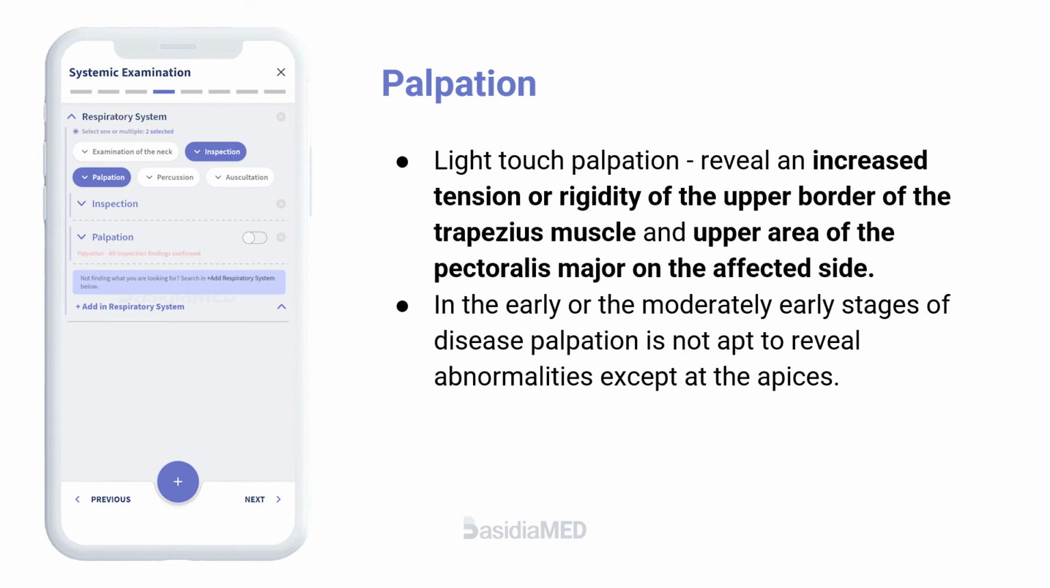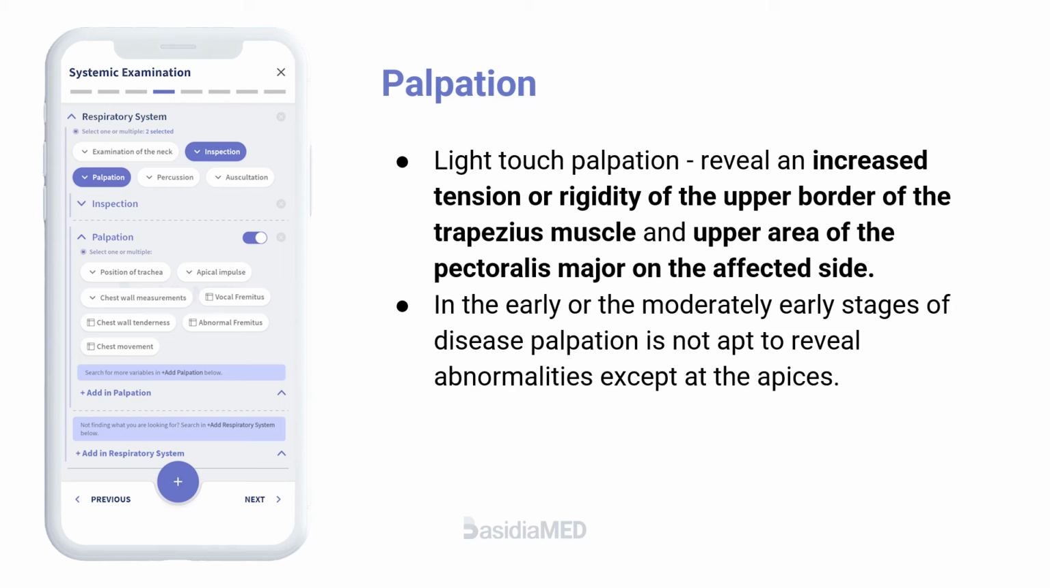Palpation. Light touch palpation will sometimes reveal an increased tension or rigidity of the upper border of the trapezius muscle and upper area of the pectoralis major on the affected side. In the early or the moderately early stages of disease, palpation is not apt to reveal abnormalities, except at the apices.